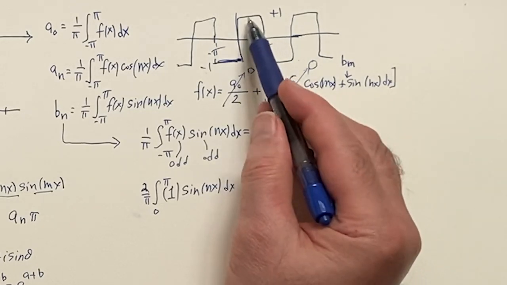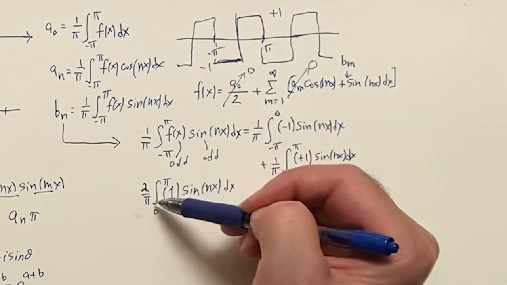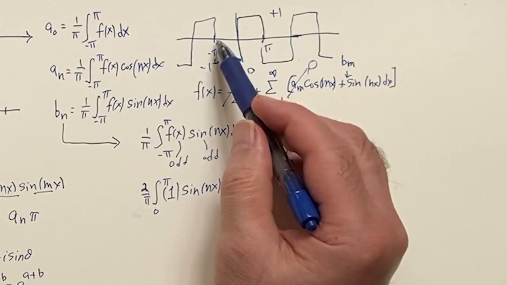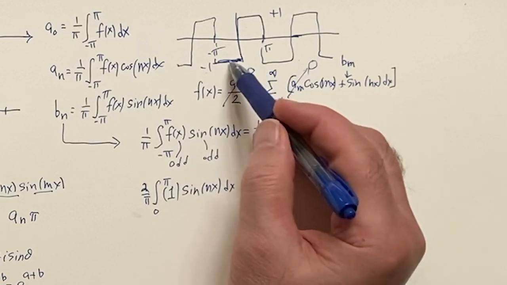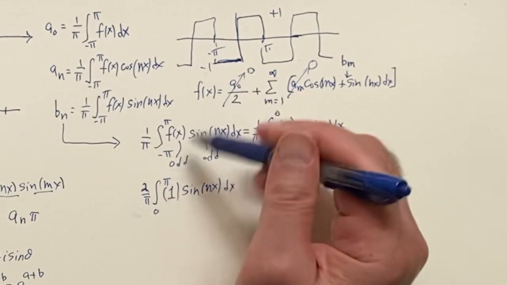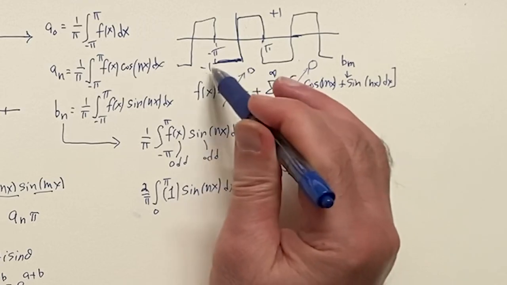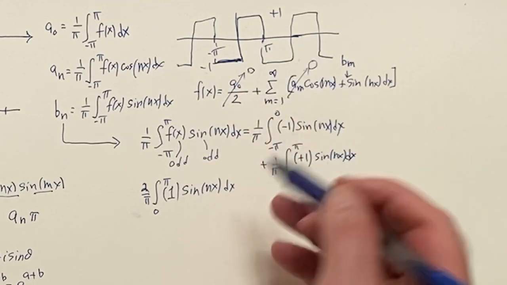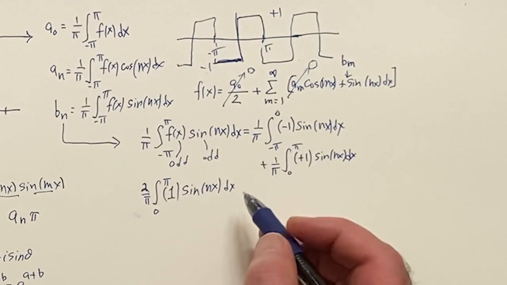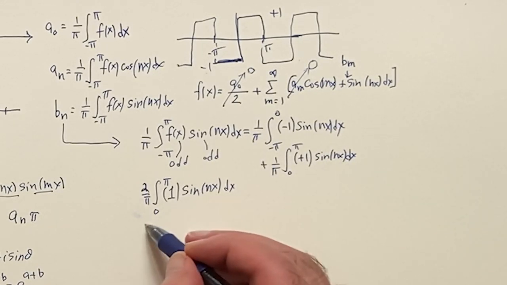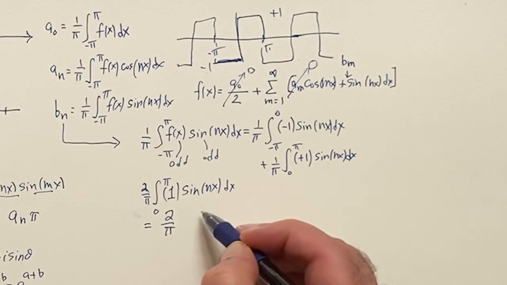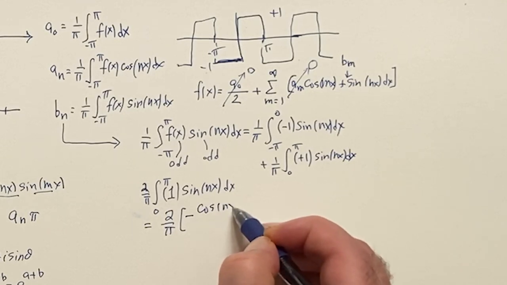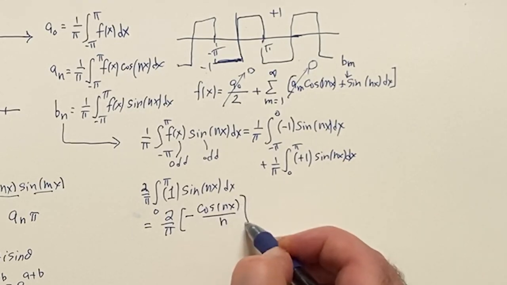So on the right-hand side, we have a one, and we go from zero to pi. By doubling it, we get the result on this side, where we had a negative one times a negative sign, which is going to be a plus. So you get the same result, and this saves some time. This would get you 2 over pi times minus the cosine of nx over n, from zero to pi.